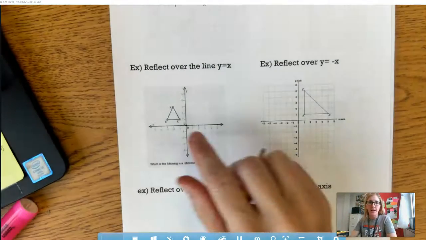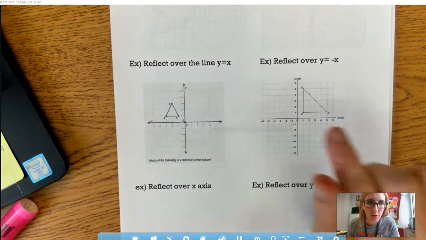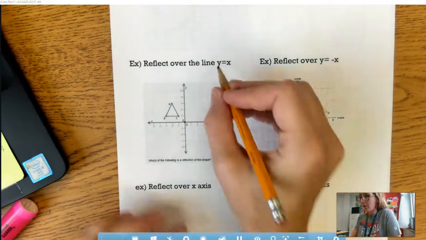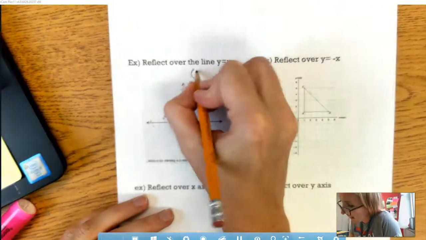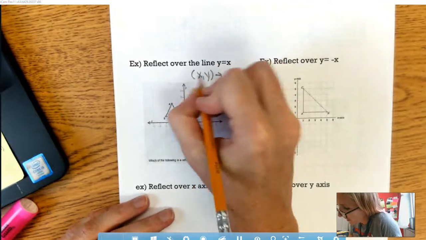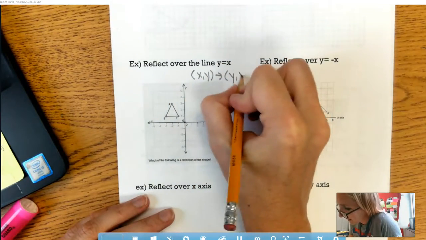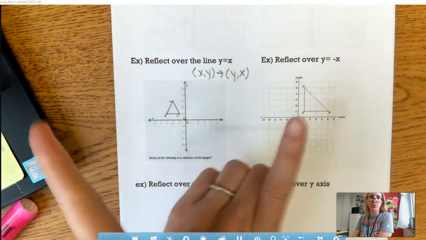All right, let's go ahead and we'll do one example together. This is reflect the triangle over y equals x. So that should be one of your rules. So you should go back and look at the rule. The rule is xy becomes yx. All I do is flip them.